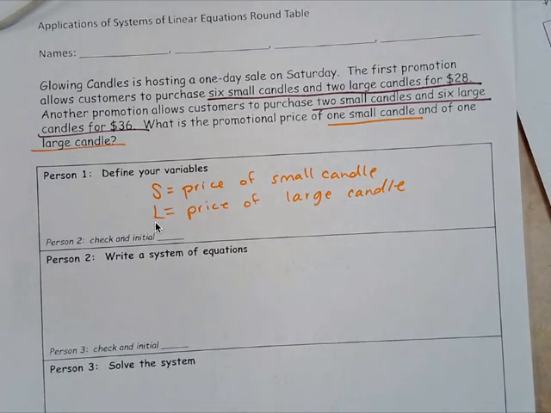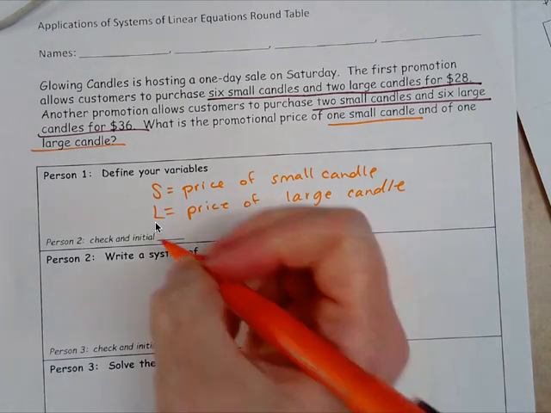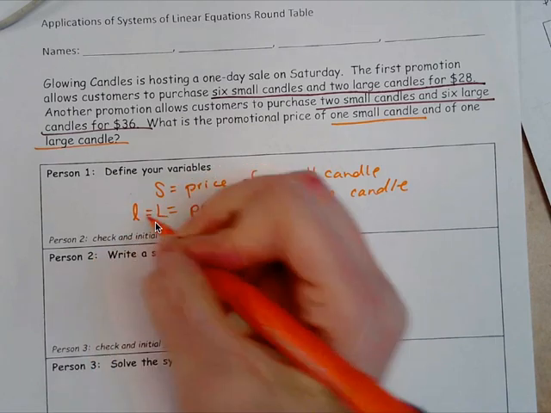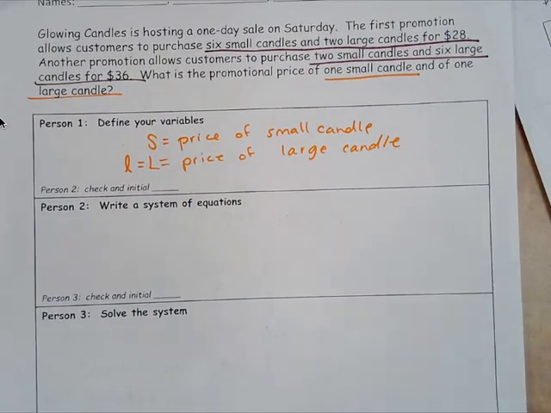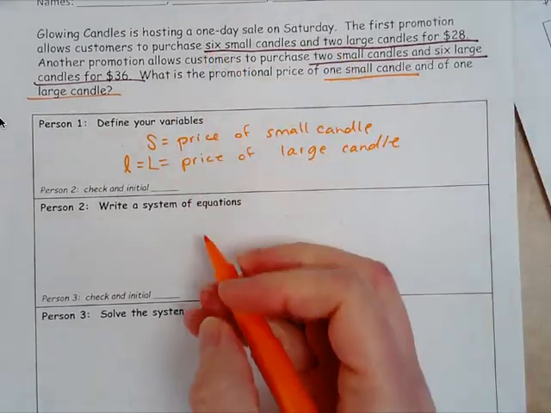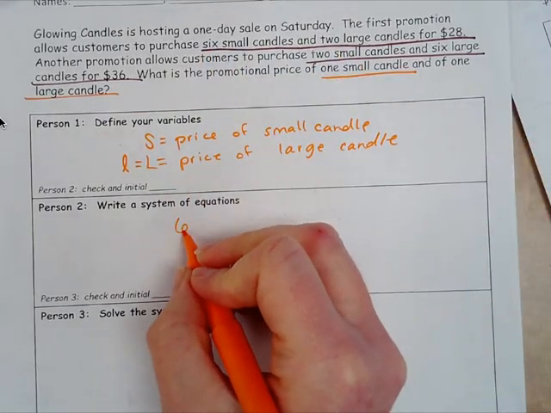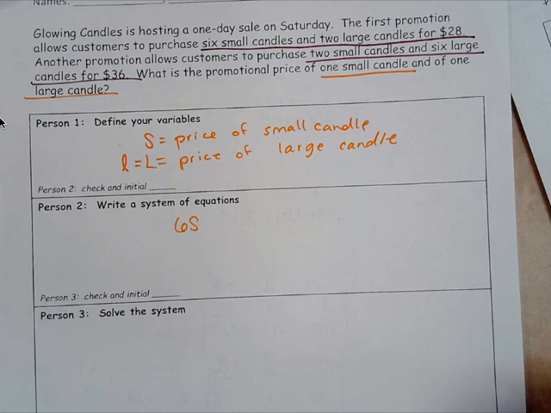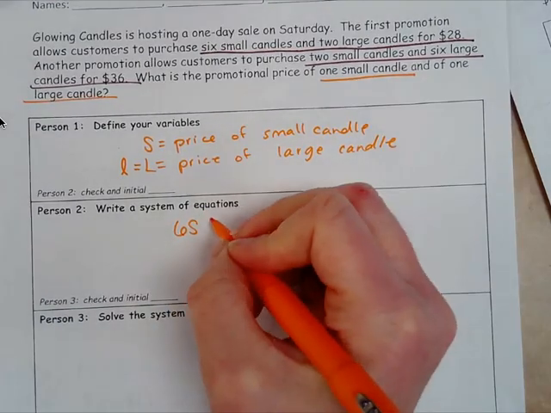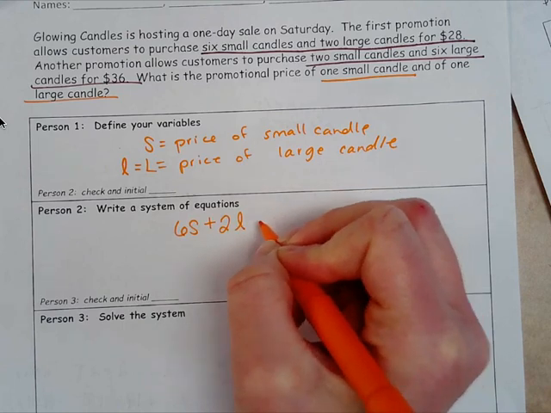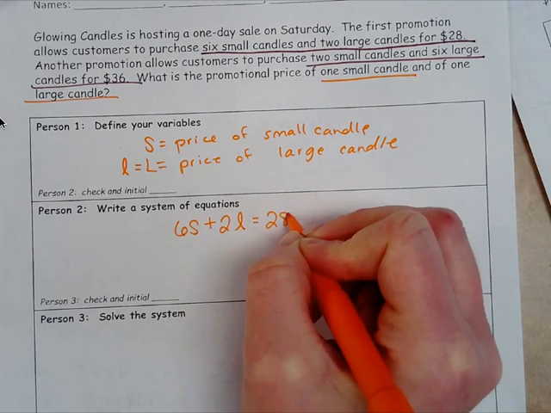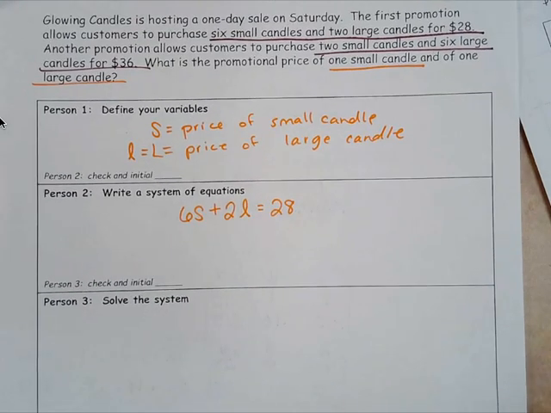We can also use a lowercase l because sometimes L looks like a 1. So if we have 6 small and 2 large, we're going to set it up as 6 times the price of the small, so 6S, plus 2 times the price of a large costs 28. So we add them up to give us 28.